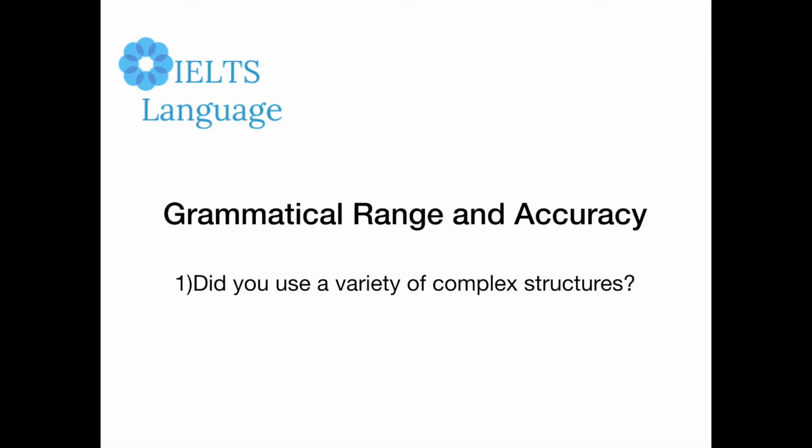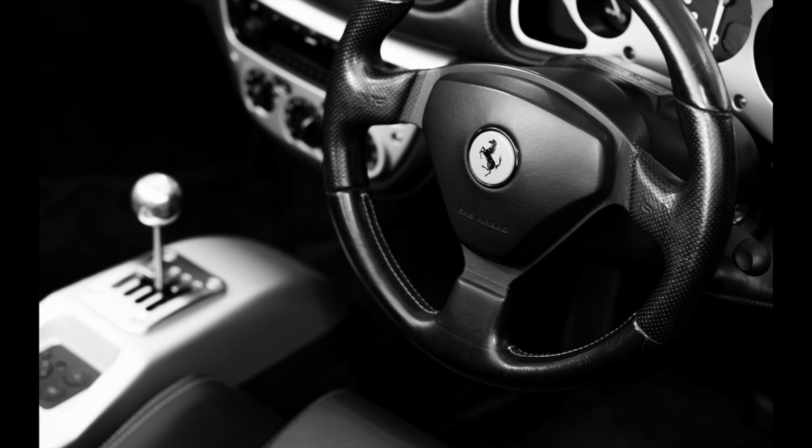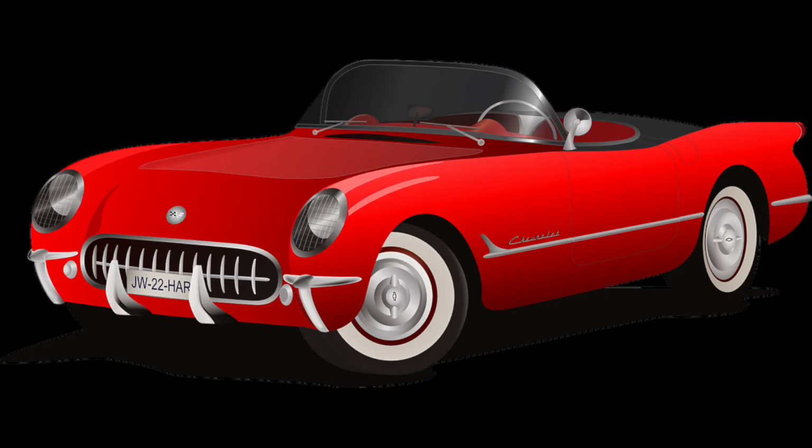What do we need in IELTS? We need things like, do you use a variety of complex structures? Now, first of all, find out what a complex structure is. A complex structure is basically two ideas in the same sentence. My car is fast is a simple sentence or simple structure. My car is red and fast is a complex structure, two ideas in the same sentence. So it's not about complex words or complex ideas.